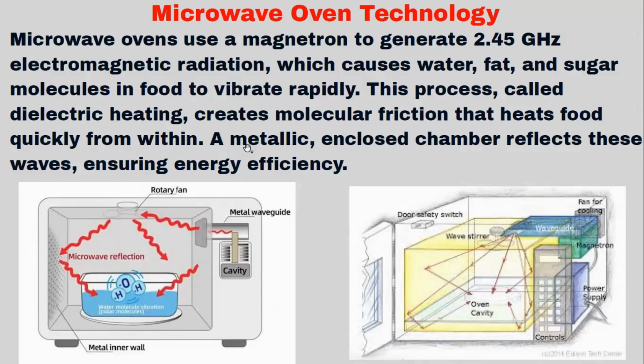So what is the arrangement inside? The main part we call the magnetron. Then there is the complete chamber. Then there is a rotating tray on which the food is placed. There is a control panel and a power supply inside. Those are the main parts of a microwave oven.